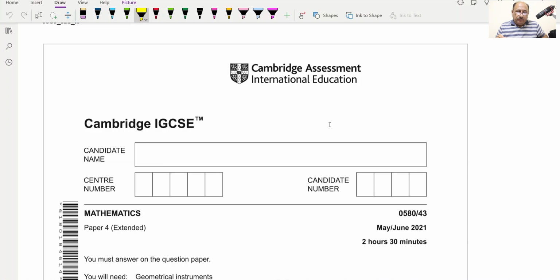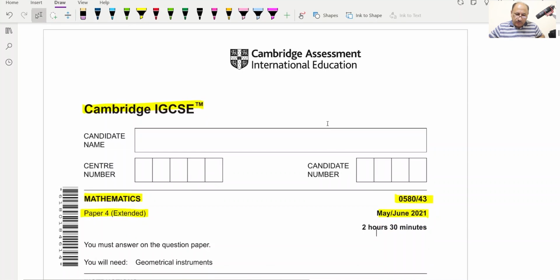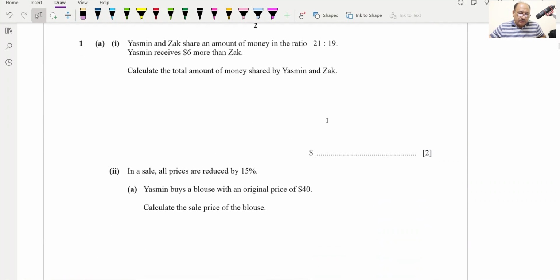Hello everyone, today we'll be going through IGCSE Cambridge Mathematics Paper 4 Extended 0580/43 May/June 2021. Let us move to question number 1.